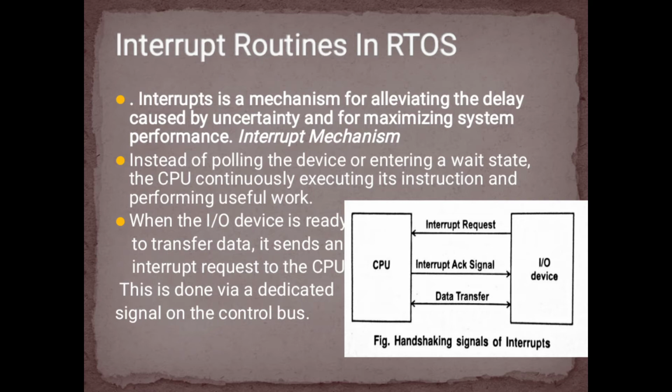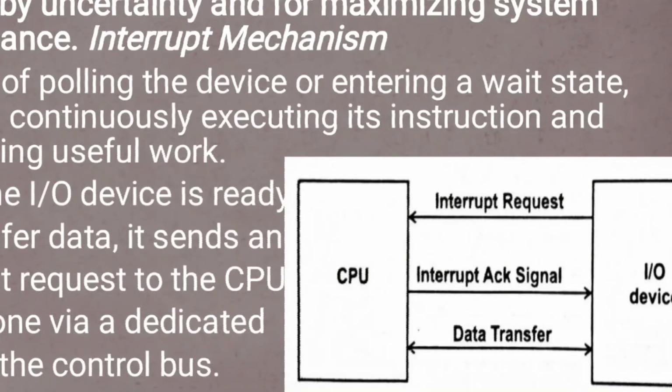Your microprocessor is doing some work. See that in the diagram itself. Your CPU is doing some work. It is executing a program. During the execution of the program, there is an interrupt request given by the IO device. When an interrupt request is given to the CPU, it completes the current execution of the code.